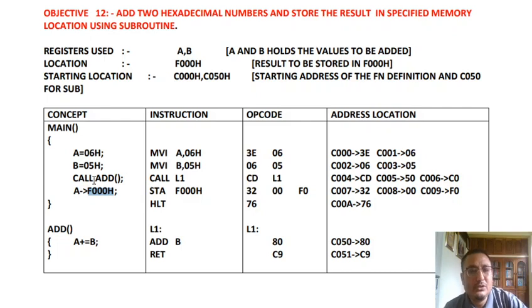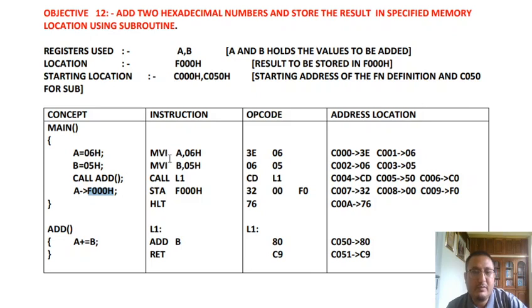right? So A is equal to 06, B is equal to 05, call add, then store the result that's there in the accumulator in F000H, right? Then we have the definition for add as add is equal to add. We have A plus equals B, right? Now this add will be placed somewhere else in the computer's memory, other than the memory bytes belonging to the main program. So now let us translate the program using the 8085 instruction set.